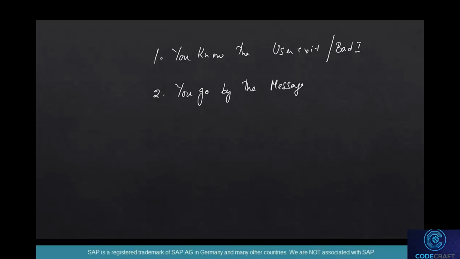So the first one is you know the user exit or BAdI. The second way is to identify a particular message in the code and then put a breakpoint on that message and start the debugging. So the second way is you go by the message. So 2 ways you can dive into the code. And at runtime, we have seen examples of how we can view the data in structures, variables, and so forth.